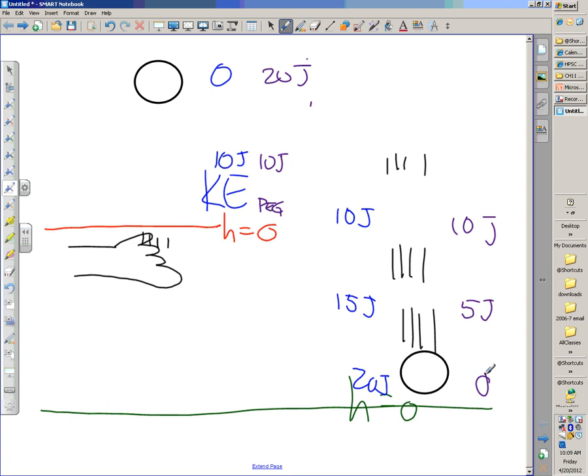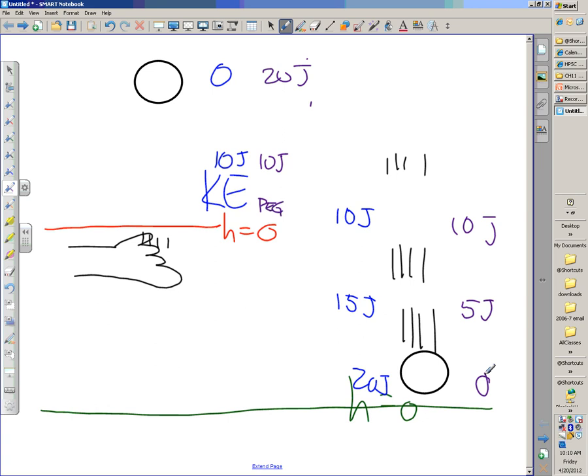But the important point being here, if gravity is the only thing acting on this, what do all of these sets add up to? They all add up to 20. Because gravity doesn't change the amount of mechanical energy, it just changes the form of potential or mechanical energy.